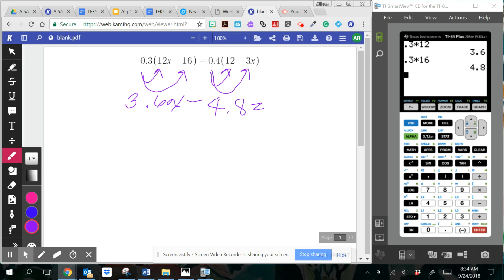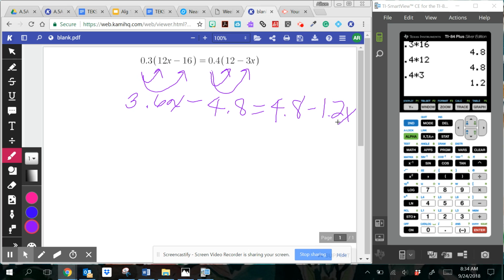Sorry, my finger's making this a lot bigger than it needs to be. Let's do 4/10 now times 12. And I'm going to go ahead and do 4/10 times 3 so I can write all these. So this is going to equal 4.8 minus 1.2x. I know that's not super pretty, but that's what it equals after I do my distribution.